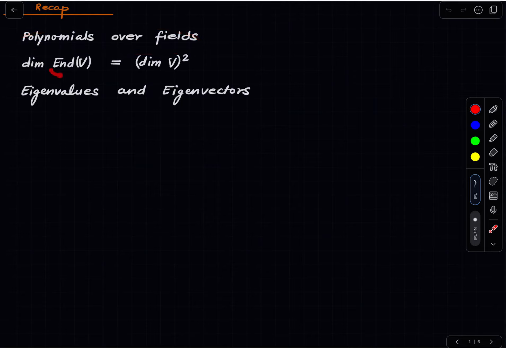We need to know that the dimension of the space of all the endomorphisms on a vector space V is the square of the dimension of the original vector space. And we, of course, need to know about eigenvalues and eigenvectors. All right.